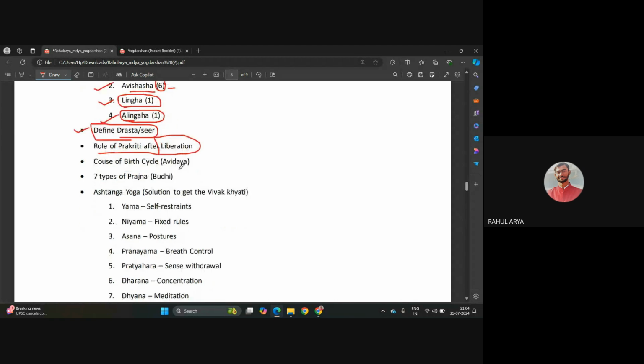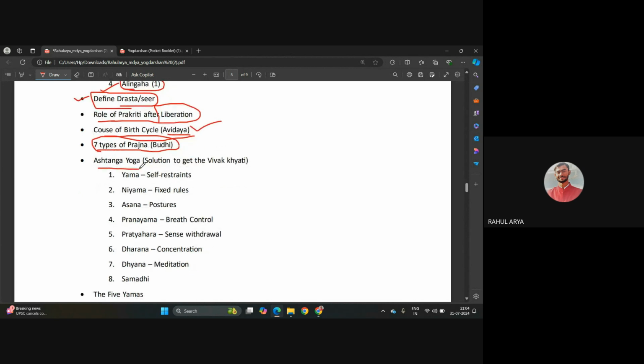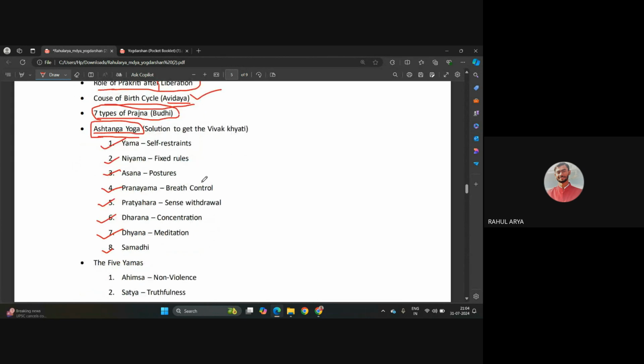is also described here. And after that, the cause of the birth cycle, the Avidya. Avidya is responsible for the combination of the Prakriti and the Purusha. The main cause is the Avidya. And 7 types of Buddhi are defined here. After that, Ashtanga Yoga is defined: Yama, Niyama, Asana, Pranayama, Pratyahara, Dharana, Dhyana and Samadhi. These are the sadhanas, which is why we call this chapter the Sadhana Pada. These are the means to attain liberation. If we follow them, we can easily reach Samadhi, and after Samadhi the last stage is Kevalya.